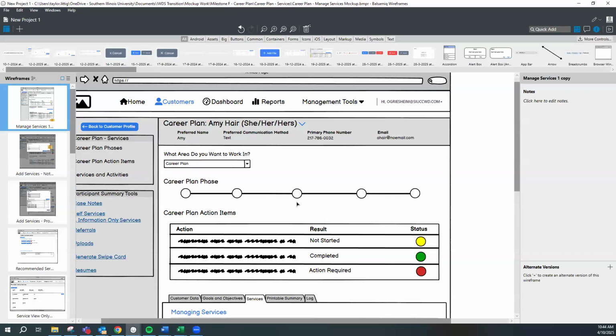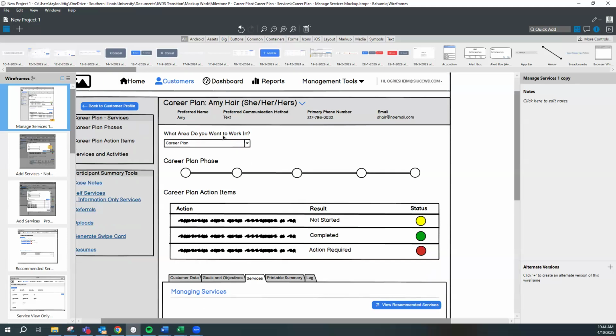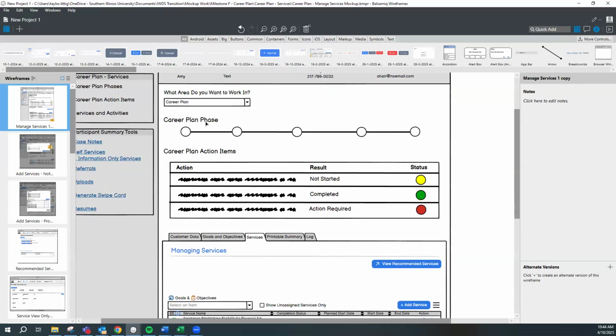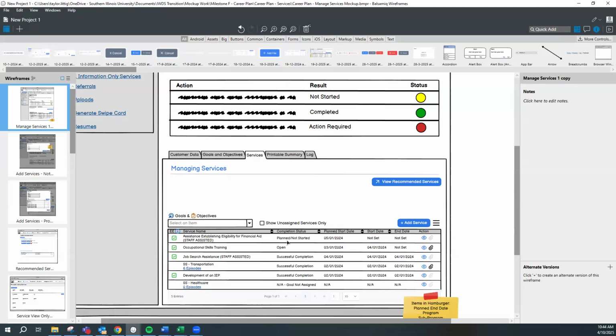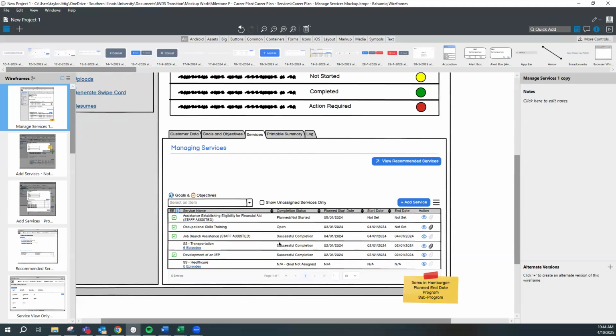So when you come into that career plan, as Olivia has already shown you with the goals and objectives, you have your what area do you want to work in? You select your career plan, and once you select your career plan, you have these different tabs that you can work in. So when you're ready to start working with services, you would select your services tab here, and it would bring you to this little home page with your list view of services that a customer would have associated with them. So this list is going to be defaulted to show all of the services that a customer has assigned to them. You can filter it down by goals and objectives. So if you want to see just the services that are tied to their training goal, you can do that and it'll show all of those.